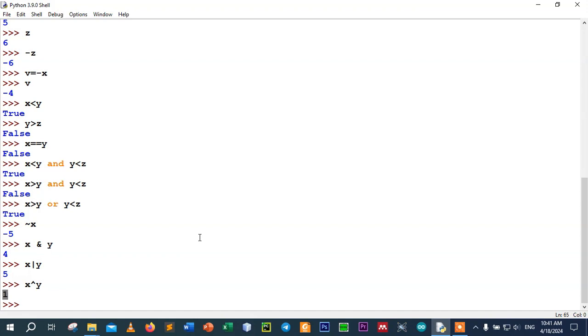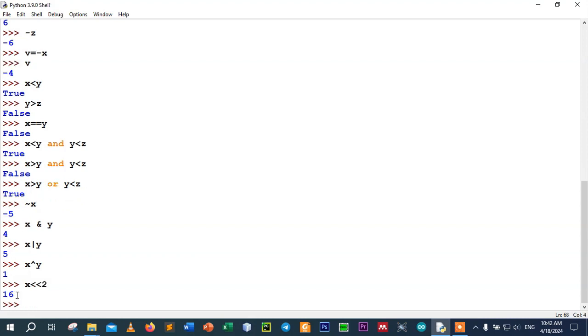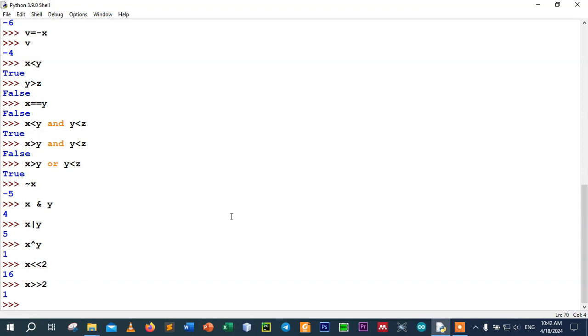We can also make shift right and shift left. For example, x shift right by 2, and x shift left by 2 can get this binary value. This decimal value. This is all about operators in Python.